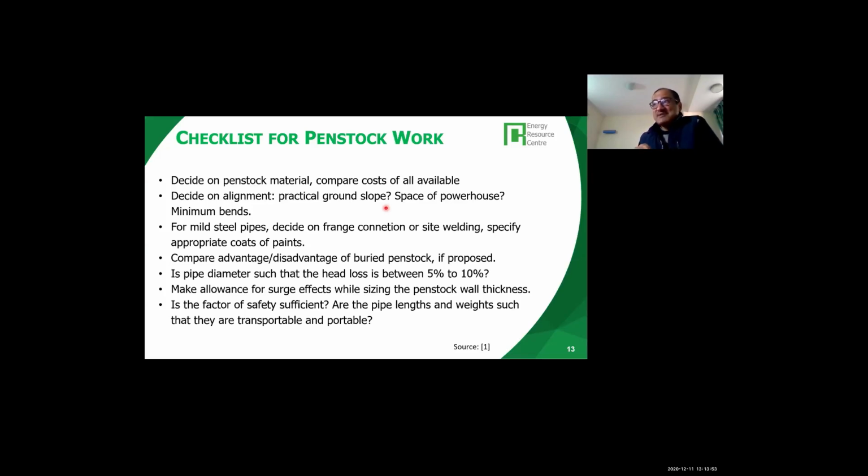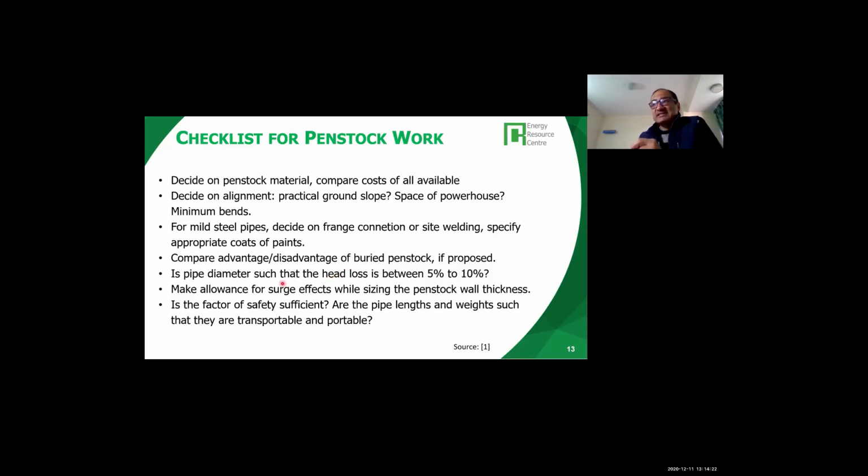For mild steel pipes, we have to decide on flange connection and site welding, and specify appropriate coats of paint. For mild steel, because you have to look at the connecting from one pipe to the other. And you could have some part of the penstock buried and some over the ground. So you have to compare the advantages and disadvantages of buried and above ground penstock.